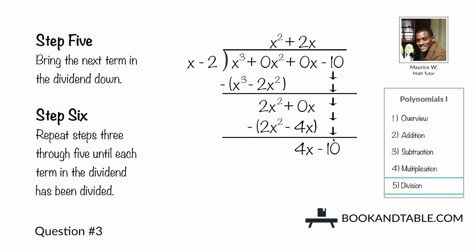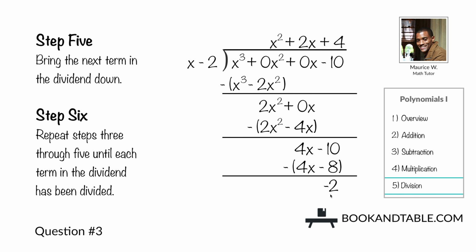We'll then bring down the next term, negative 10, and repeat the process once again, giving us 4x divided by x, which is 4. And now we'll multiply 4 times the divisor, giving us 4 times x, which is 4x, and 4 times negative 2, which is negative 8. We want to subtract that product from the dividend, giving us 4x minus 4x, which is 0, and negative 10 minus negative 8, which would be negative 10 plus positive 8, which is negative 2.